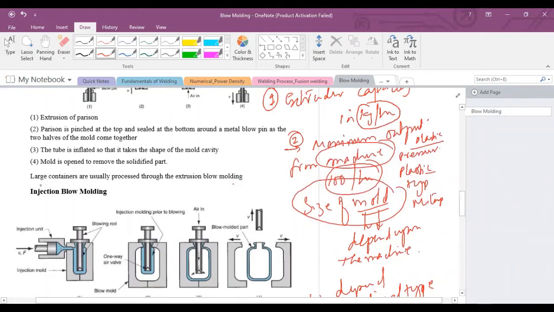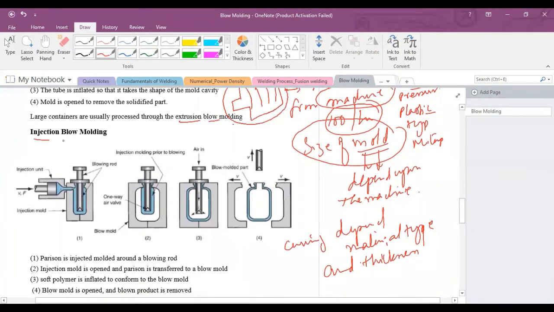Large containers are usually produced, as you have seen, for domestic purposes to store water. There are some containers or tanks normally used in houses as an overhead tank. Usually those large containers are blue in color. Those large containers filled with water are made through extrusion blow molding.